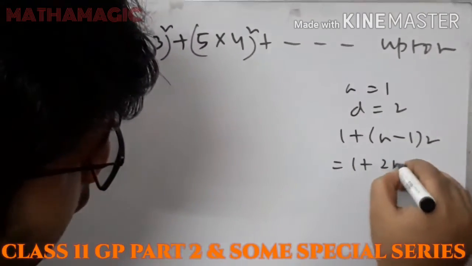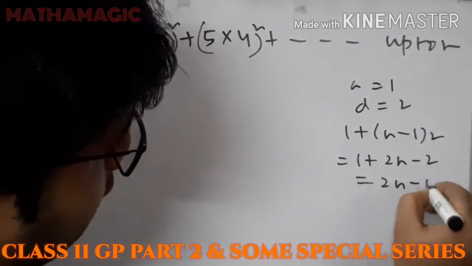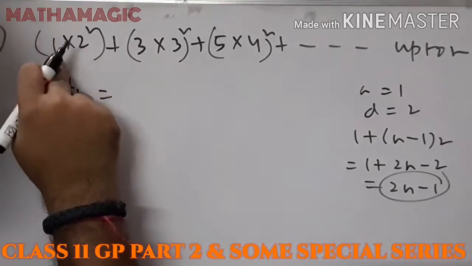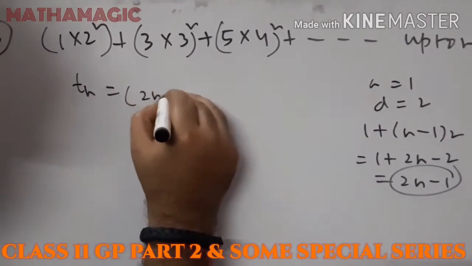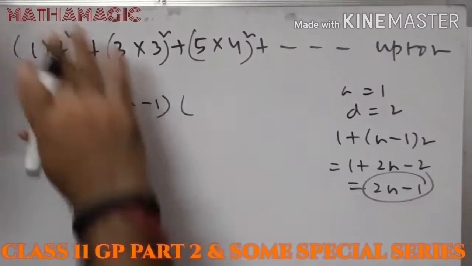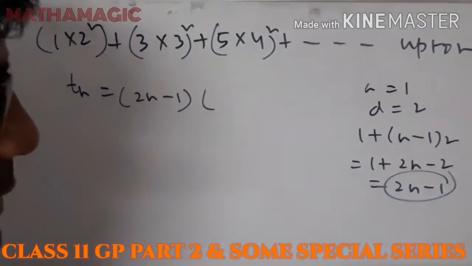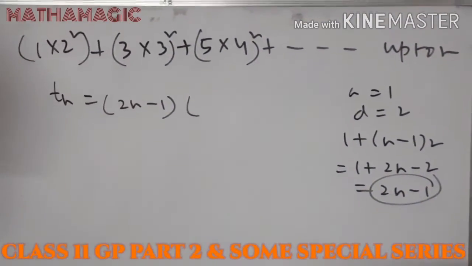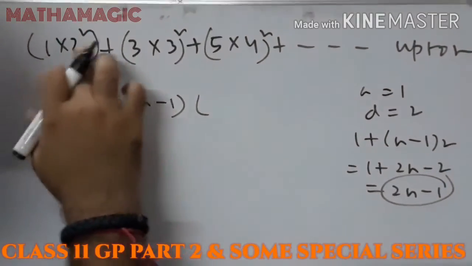So 1 plus 2n minus 2, it will be 2n minus 1. So we are getting the nth term for this series. So it will be 2n minus 1. Now for 2 square, 3 square, 4 square, we will just ignore the square. Whatever square is there, we will take care of that later. But first we have to see that 2, 3, 4.